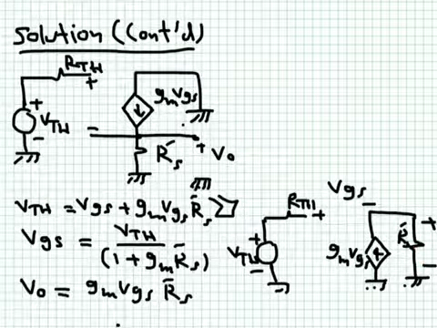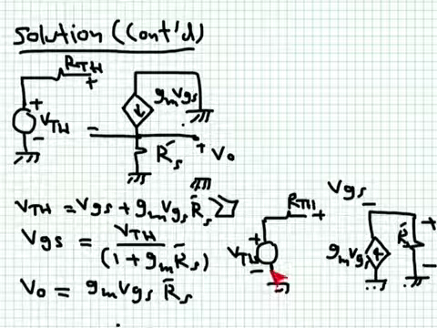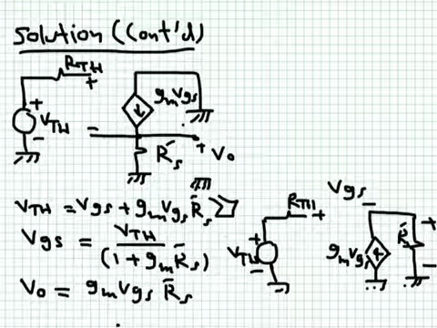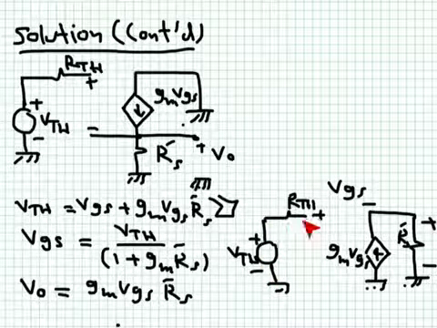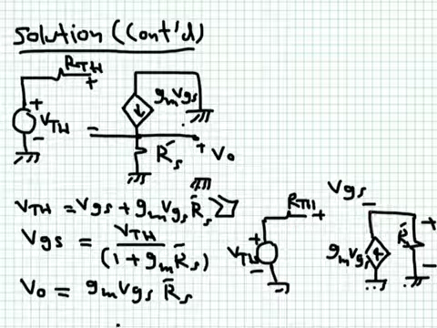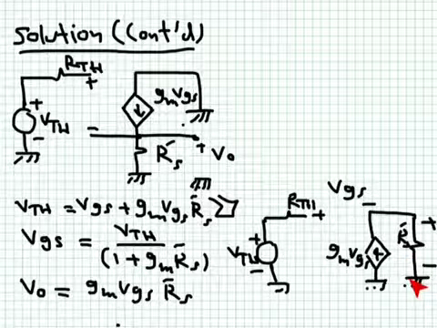The tricky part is to express VGS in terms of the Thevenin voltage. And how do I do that? I get it from this loop on the outside. Take a look at this loop. This loop is saying that V Thevenin, there is no drop across the resistance because this is open circuit. V Thevenin is equal to VGS plus the output voltage, which is equal to GM VGS RS dash.